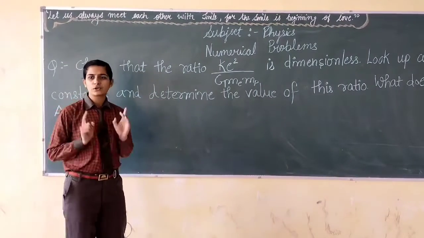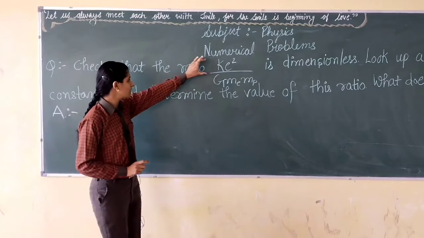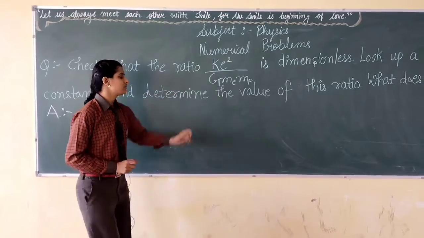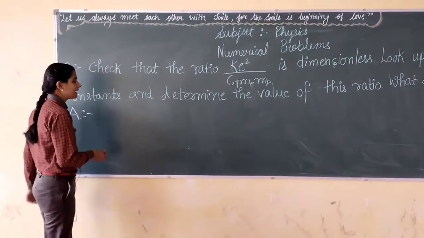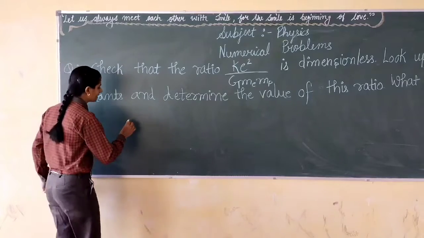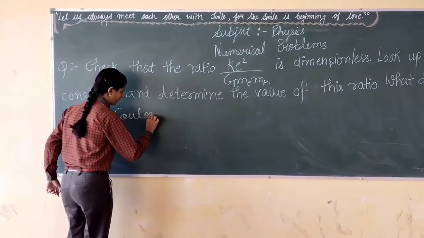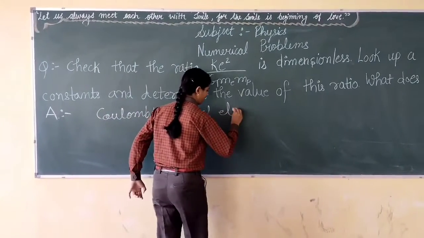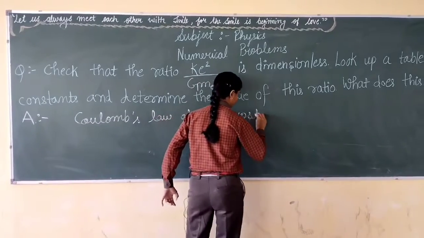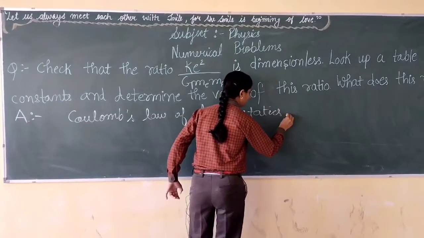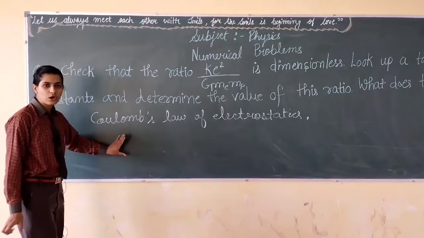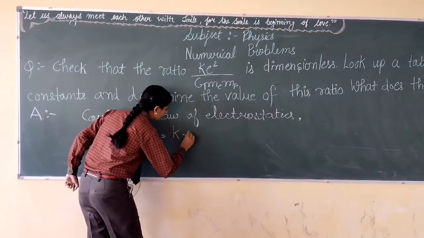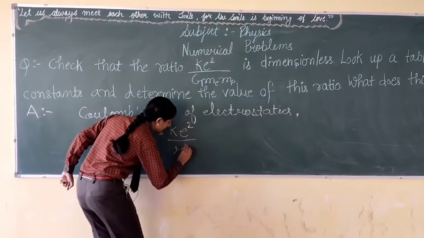After watching the ratio, we should have a rough idea that this is a ratio of Coulomb's law of electrostatics, k e square, and this is the gravitational force. So, what can we conclude from here? Let us study first Coulomb's law of electrostatics. The expression for Coulomb's law of electrostatics is F is equal to K E square divided by R square.